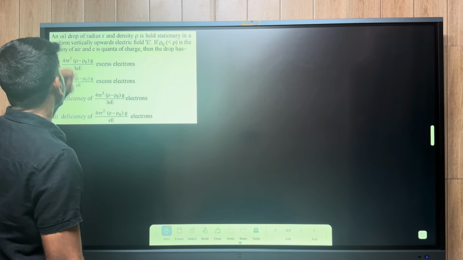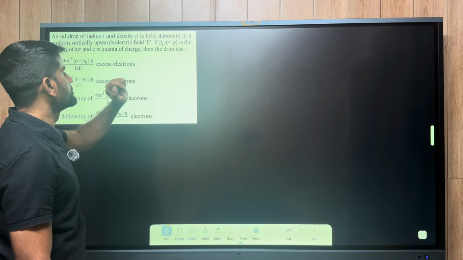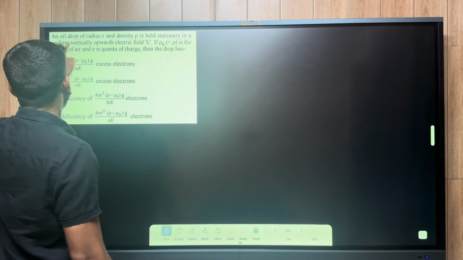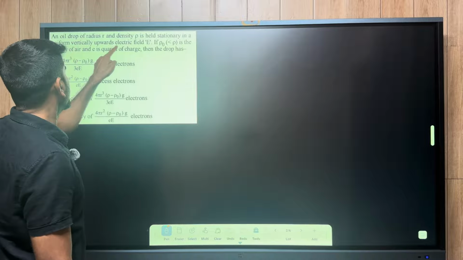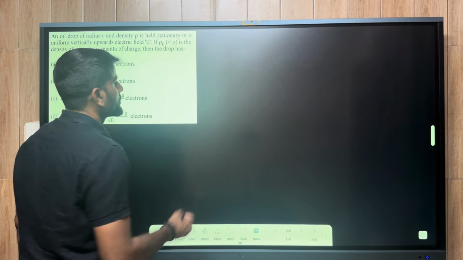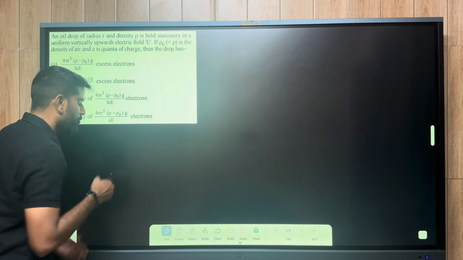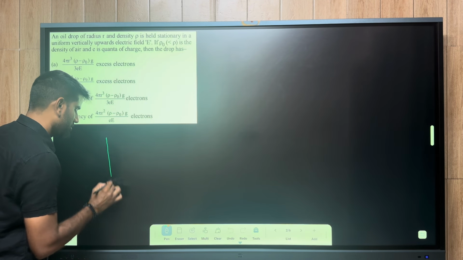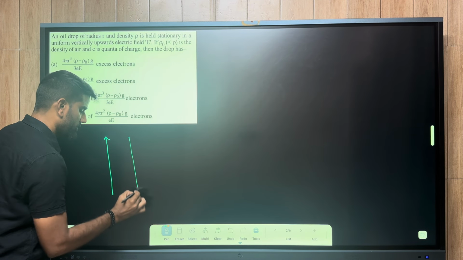Now, an oil drop of radius r and density rho is held stationary in a uniform vertically upward electric field. Okay, so we have the electric field which is in the upward direction. I'm drawing the electric field. This is the upward field.